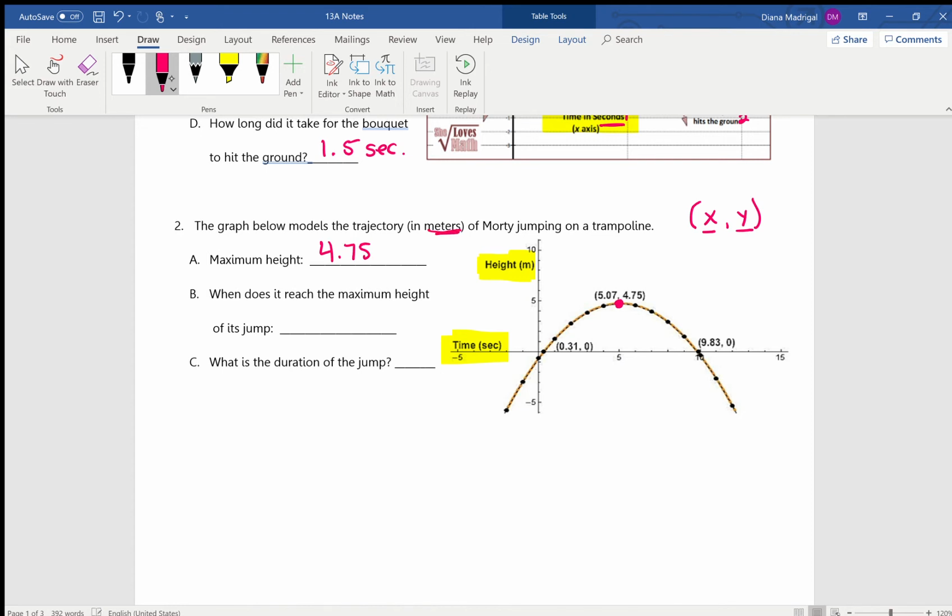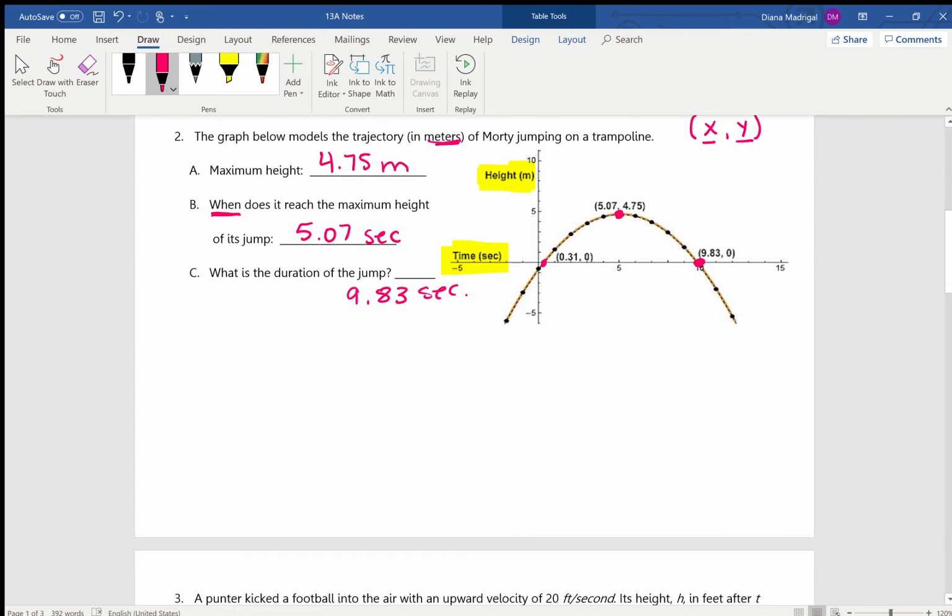4.75 meters. All right. 2B, when does it reach the maximum height? We're talking about when, we're talking about time. So that is at 5.07 seconds. 2C, what is the duration of the jump? How long did it take for the whole jump? Well, it started, it reached the max, and then this is where it ends, and that is at 9.83 seconds.